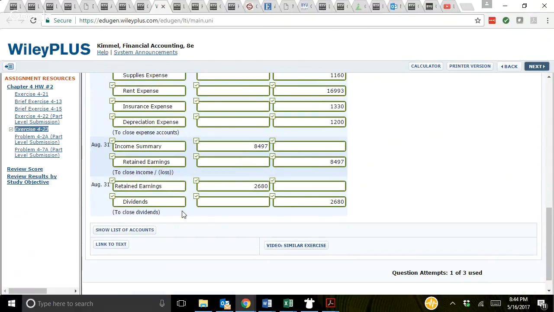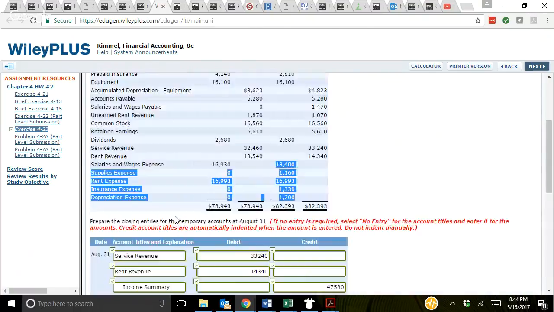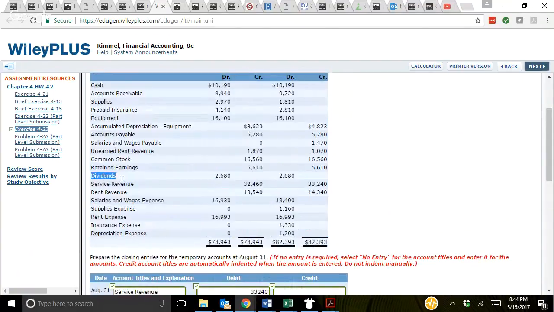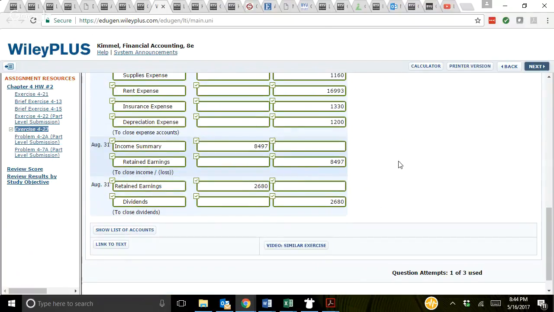Now, the last thing we want to do is close out dividends. We come up here and we see that dividends were paid, and there was no adjustment here. But again, we're just looking at the adjusted side anyway. We had dividends of 2,680. How do we handle this? How do we close out dividends? Well, we credit dividends, 2,680, which is going to show up in retained earnings as a debit of 2,680. And this is what this problem is asking for.